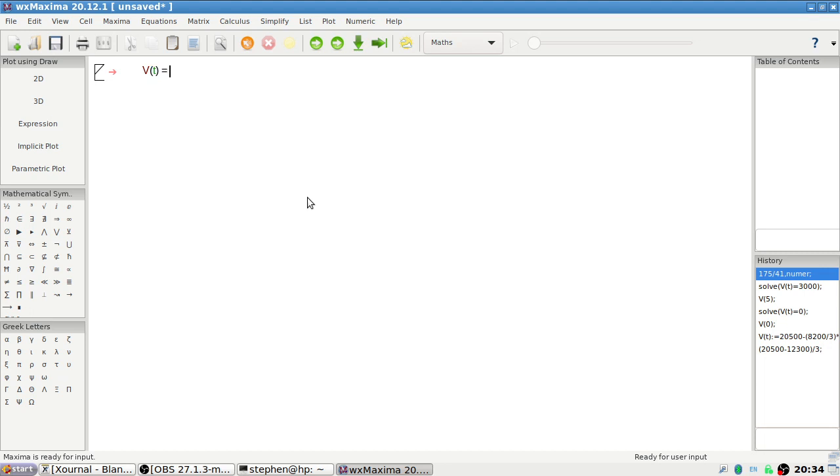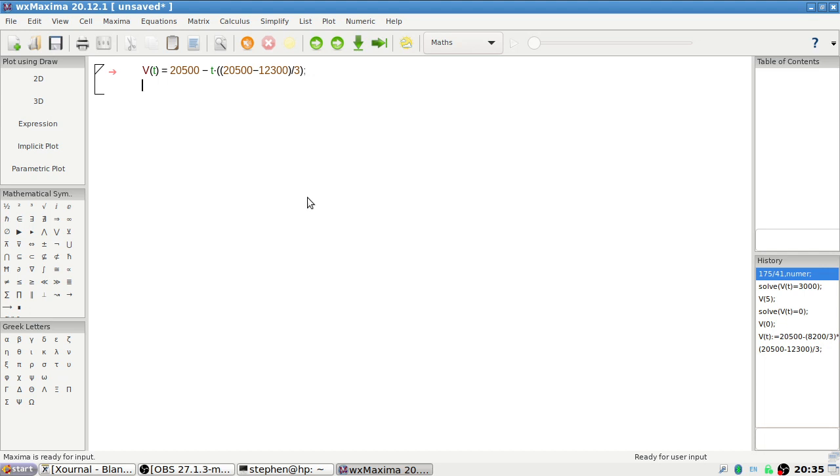Okay, so Vt is 20,500 minus t times, and then how much has it lost per year? It's 20,500 minus 12,300 divided by 3. Okay, so that's our formula.